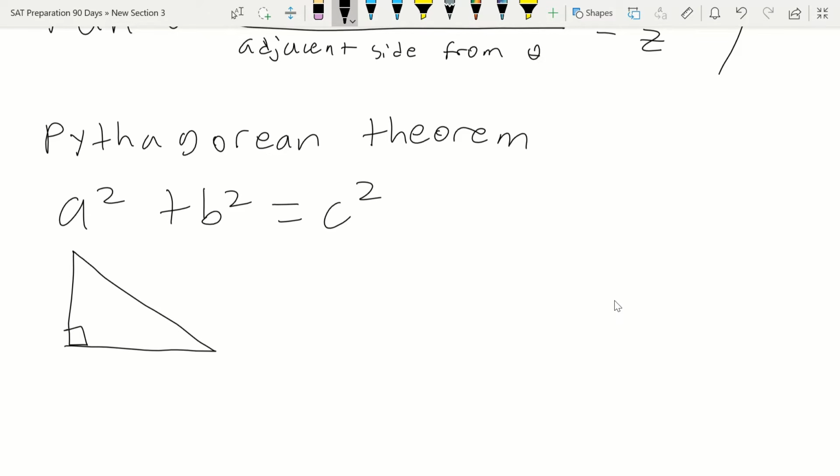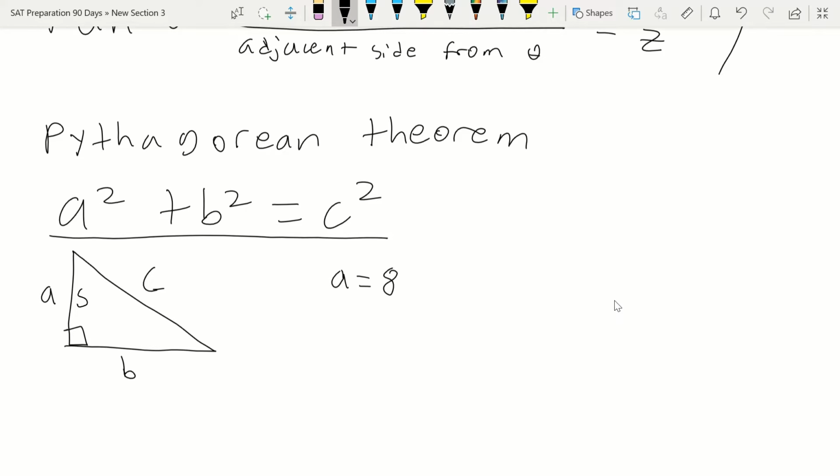So let's say that this side here is A, this side here is B, then this side here has to be C, right? If we're going to use this equation, a squared plus b squared equals c squared, keep in mind that C is always going to have to be our hypotenuse, right? So we're going to take our two smaller side lengths in our triangle to equal our hypotenuse squared.